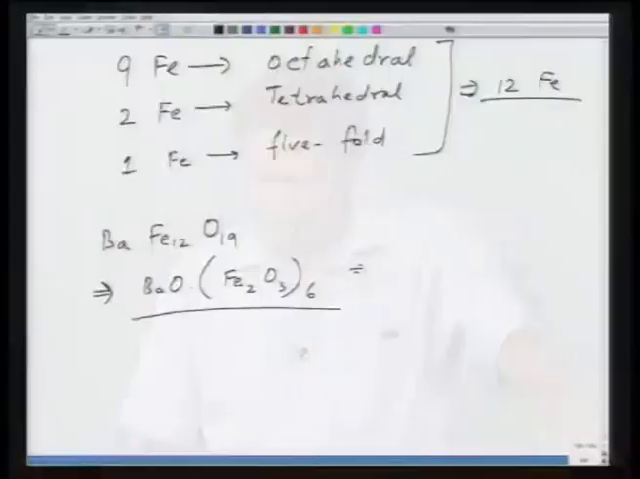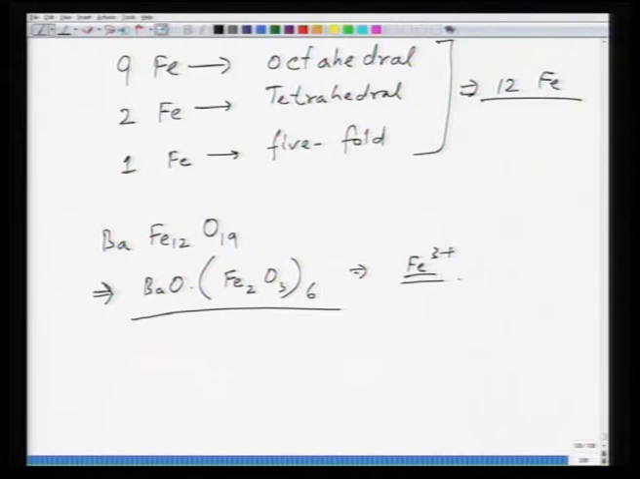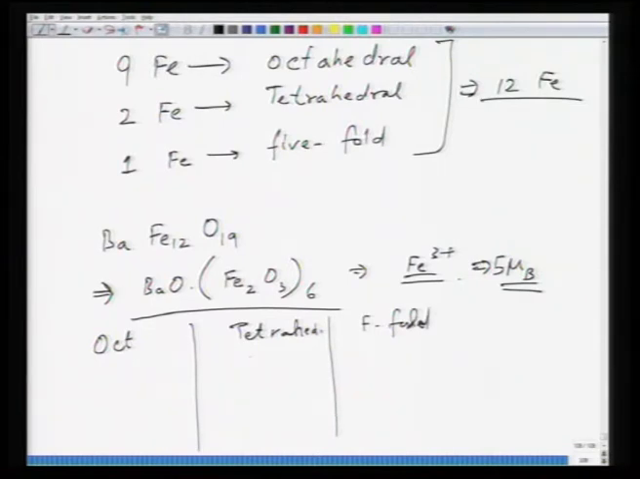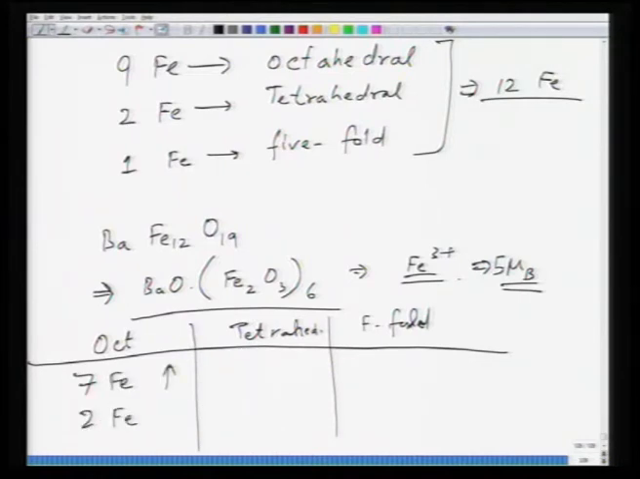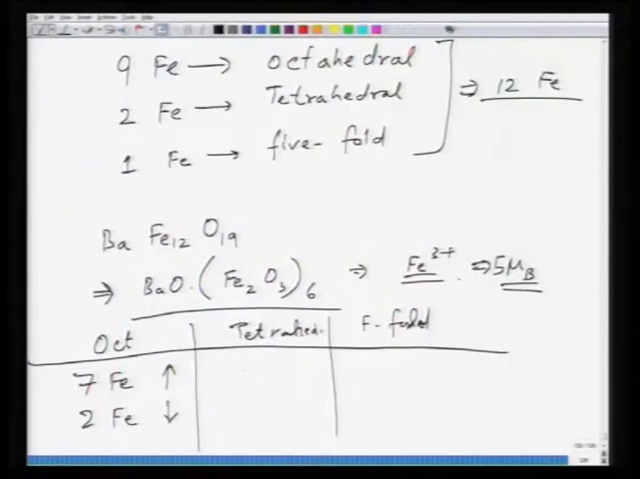Now, here you can see that Fe is in Fe3+ form. Fe3+ means the magnetic moment per atom is going to be 5 μB. Based on that, if you rearrange them in the various sites, you have 9 octahedral, tetrahedral and 5-fold. Now, in the case of octahedral sites, out of 9, 7 Fe are spin up and 2 Fe are spin down. Up and down you can of course choose, but if you choose one up, you have to choose the other one down.